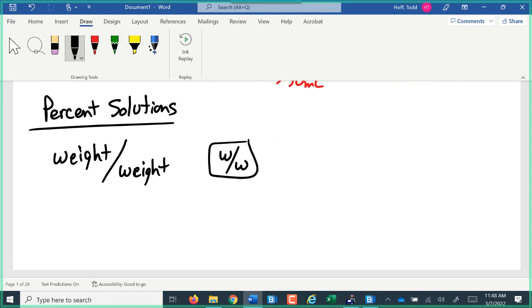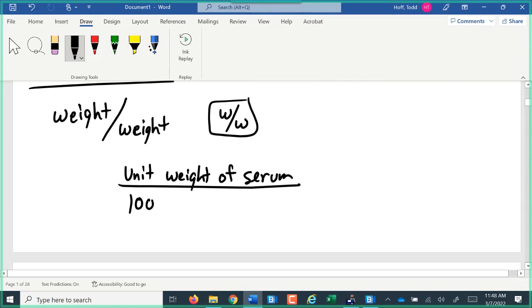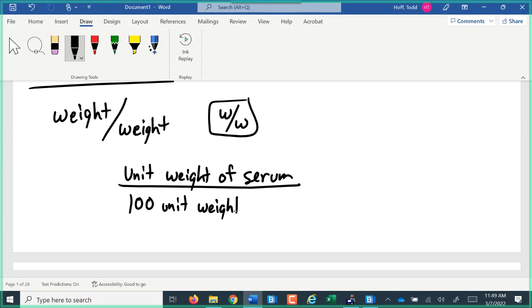just out of tradition. But typically the weight in weight solution will be the mass units of the solute, or we'll still use unit weights of our serum, out of 100 unit weights of total solution. Notice this is total solution, although it will be additive.